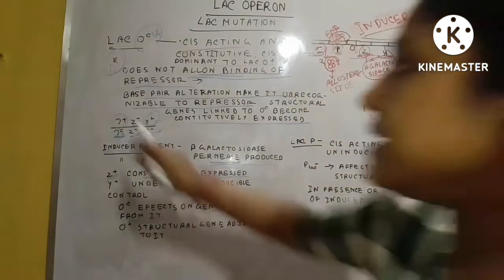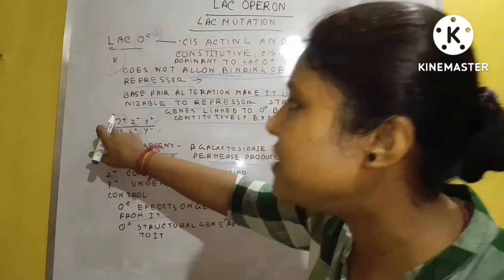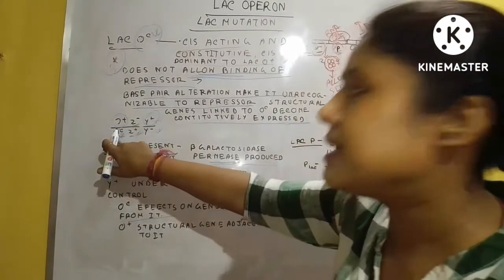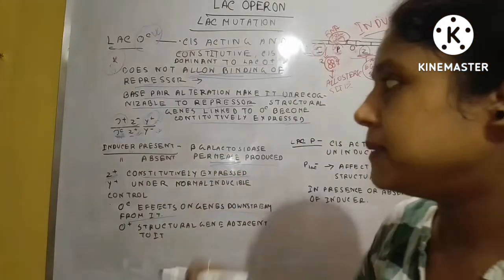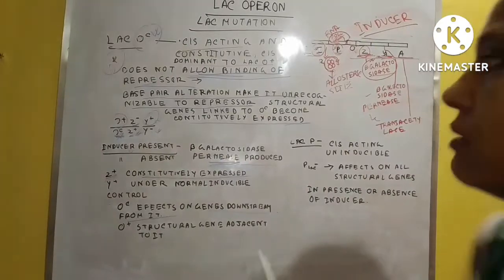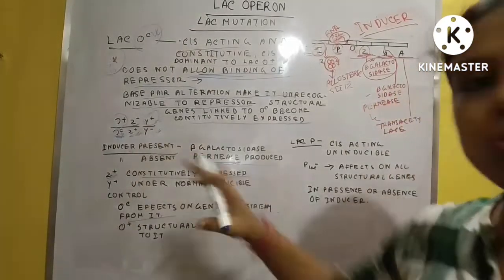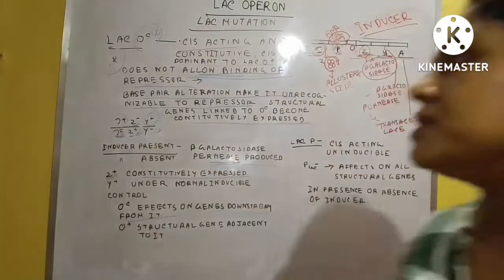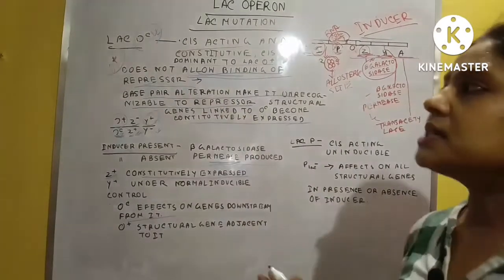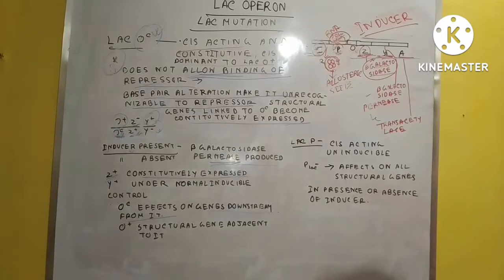Clear? So its activity acts on the adjacent gene, but its effect is seen downstream of the gene. So Z plus Y minus, both are affected by the presence of OC. Clear? So this is O constitutive, or the OC mutation.